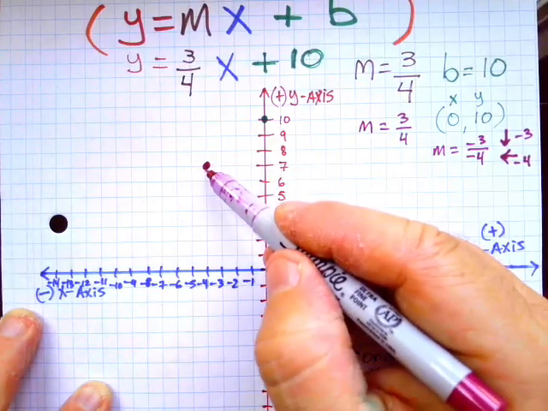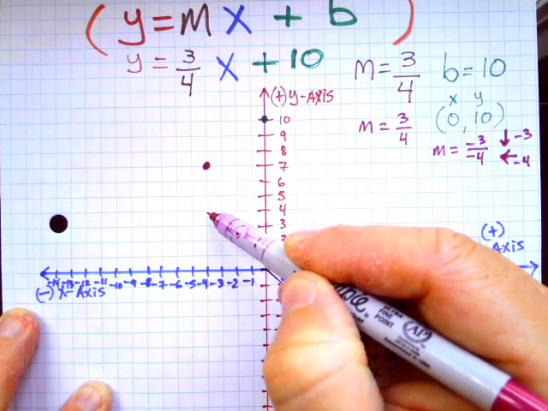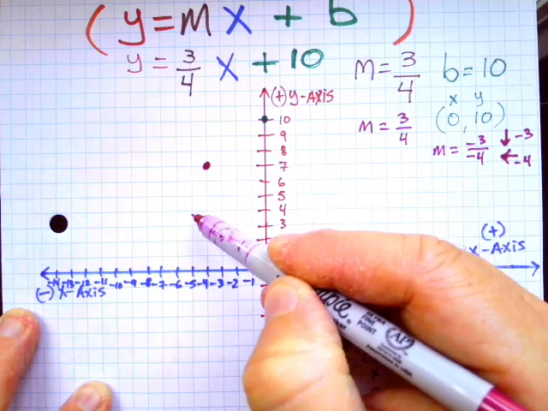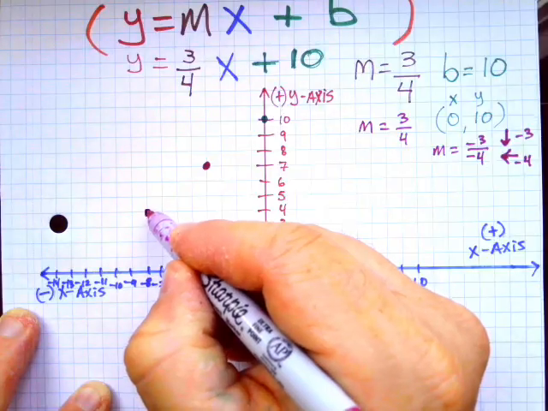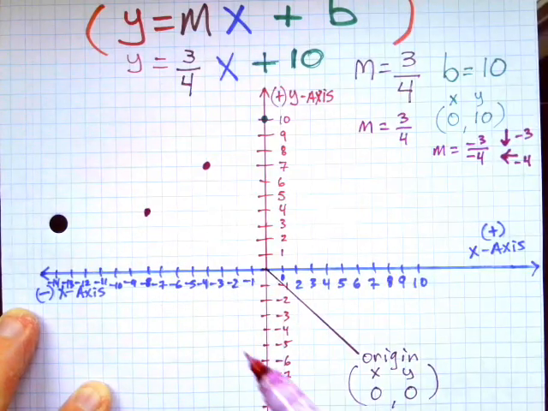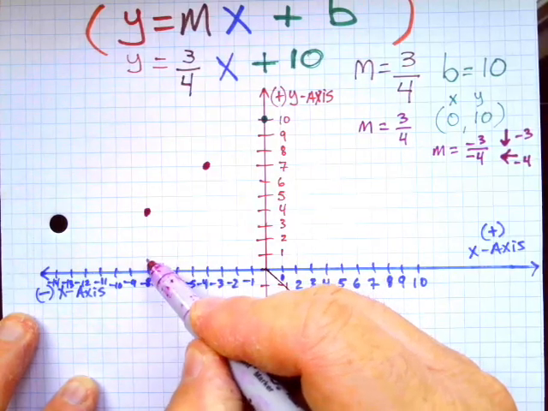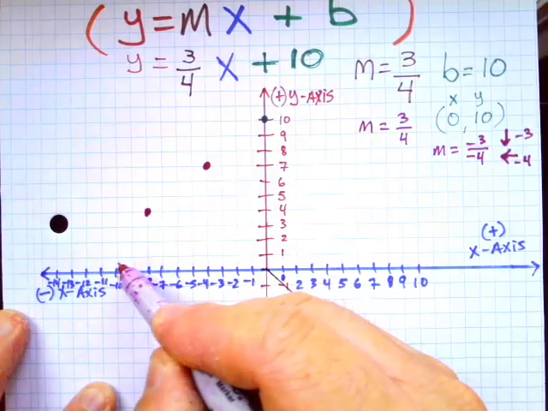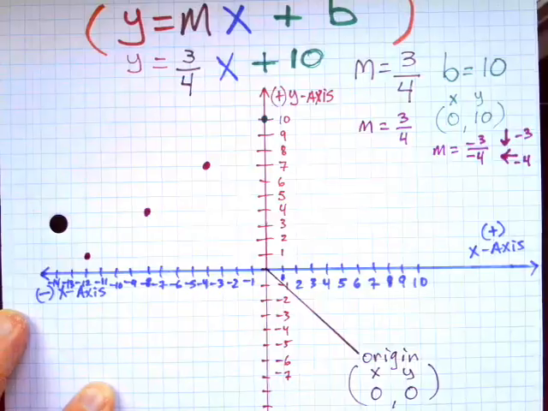So let's just continue. I'm going to go down 3 in the negative direction for my y value, and then over -4 for my x value. Here's my next ordered pair. And you could keep going on and on forever. Down 3, over to the left in the negative x direction 4, and you can keep going on and on and on.